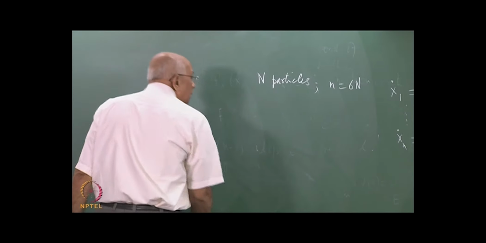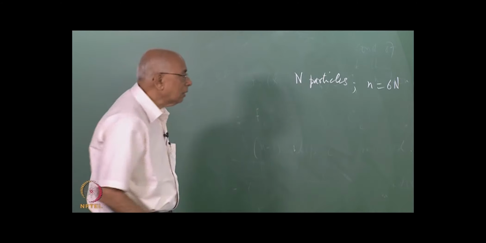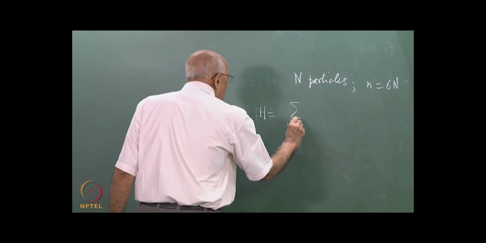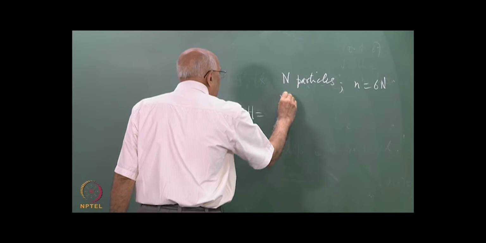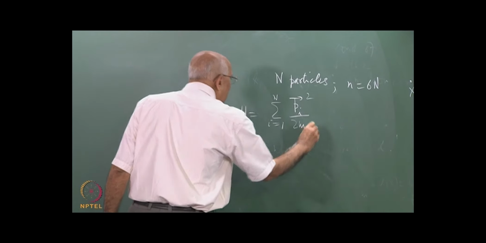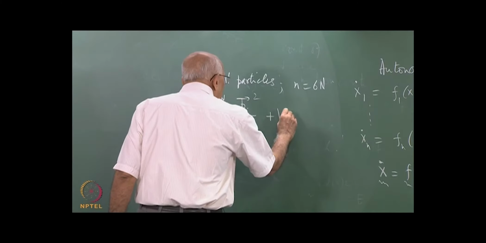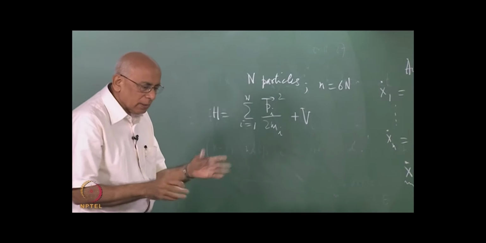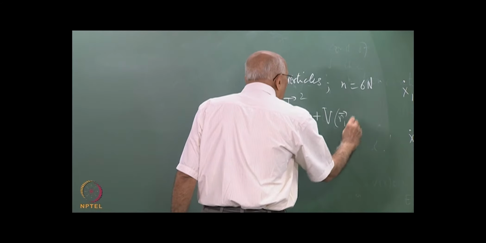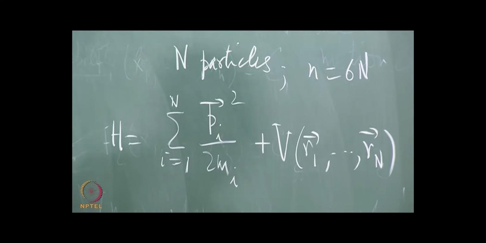But then what happens is that the system is described by an energy function called the Hamiltonian, which looks like summation i equal to 1 to n p_i squared over twice m_i, where this is the mass of the ith particle, plus a potential if there is no external force and the particles are mutually interacting with each other, which is a function in general of all the coordinates of the particles. That is a general system.